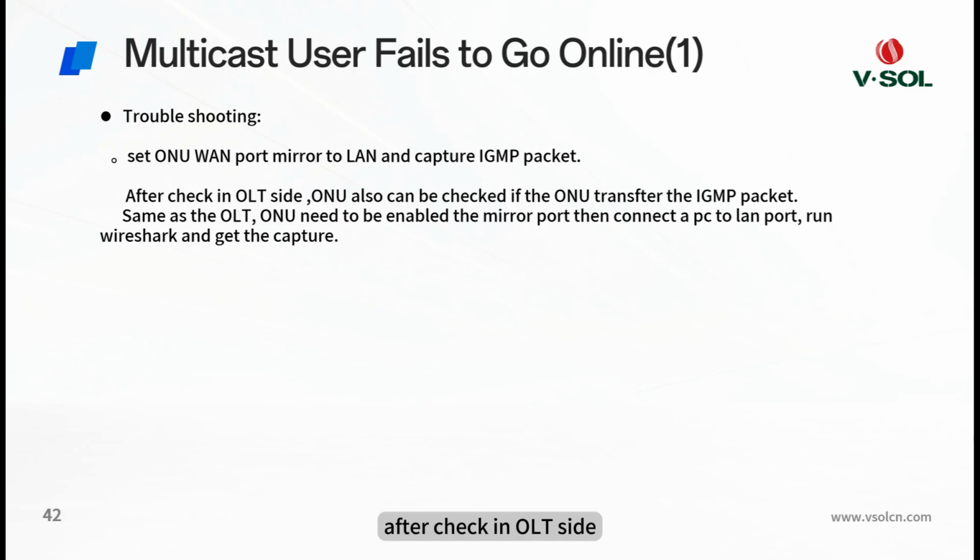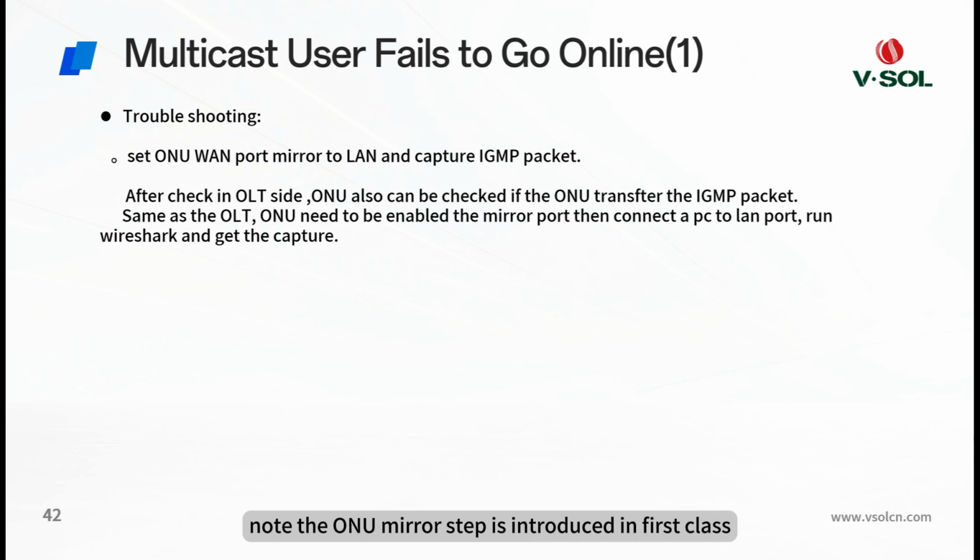After checking on the OLT side, the ONU can also be checked to see if it transfers the IGMP packet. Same as the OLT, the ONU needs to have the mirror port enabled, then connect a PC to the LAN port. Run Wireshark and get the capture. Note, the ONU mirror step was introduced in the first class. Please refer to the relevant content in the first lesson.